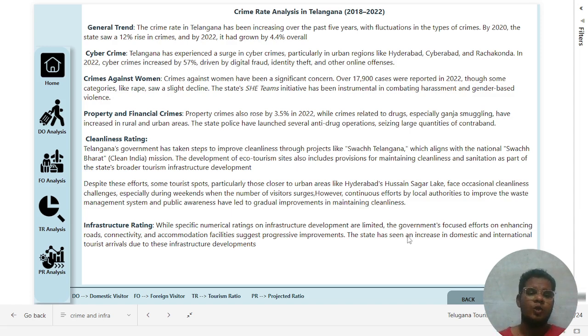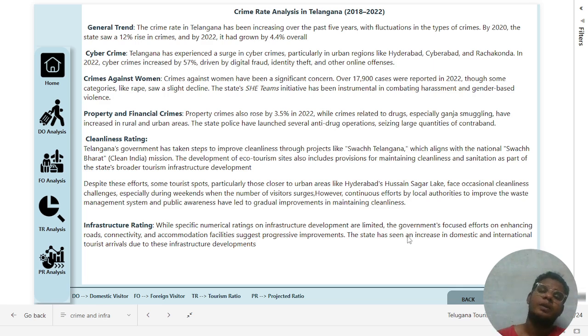Despite these efforts, some tourist spots, particularly those closer to urban areas like Hyderabad, Hussain Sagar Lake, face occasional cleanliness challenges, especially during weekends when the number of visitors surges. Continuous effort by the local authorities to improve the waste management system and public awareness has led to gradual improvement in the maintenance.